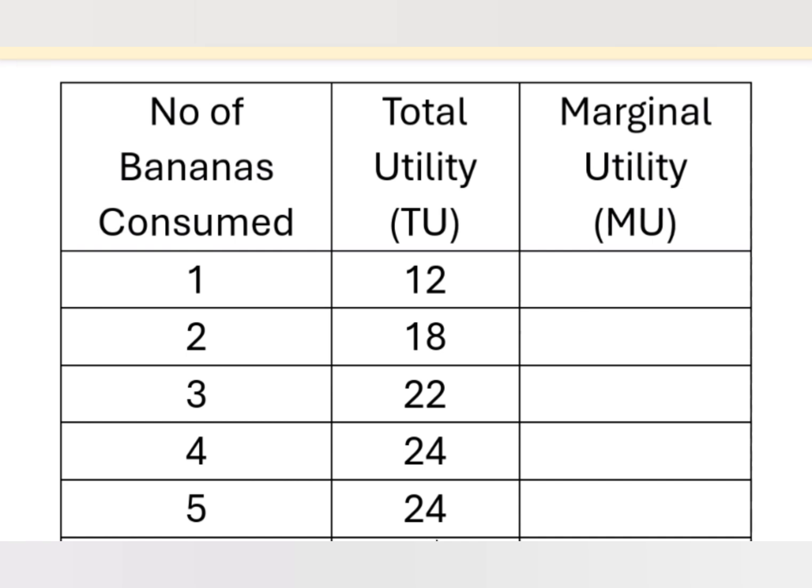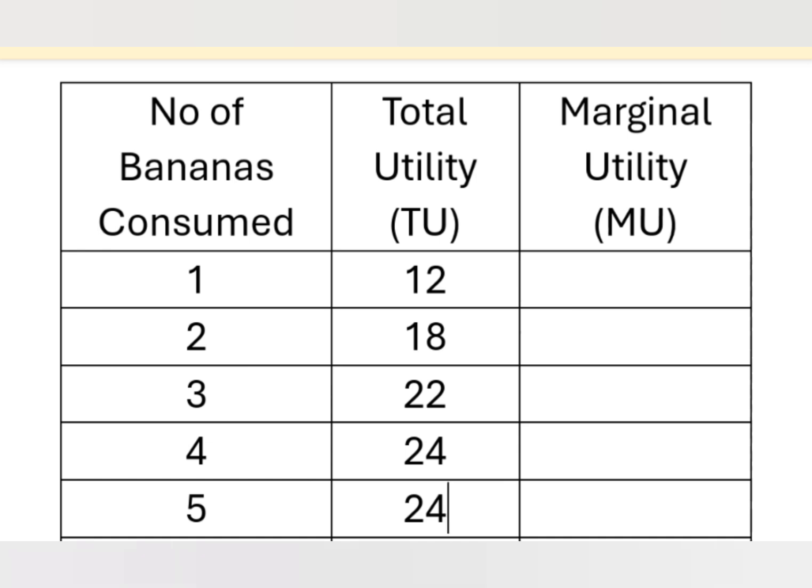How are these values calculated? For total utility, TU, this is just the total amount of satisfaction from consuming the bananas. For example, eating 1 banana gives you 12 units of satisfaction, 2 bananas give you 18, and so on. For marginal utility, MU, we calculate it using the formula MU equals TUn minus TUn-1.